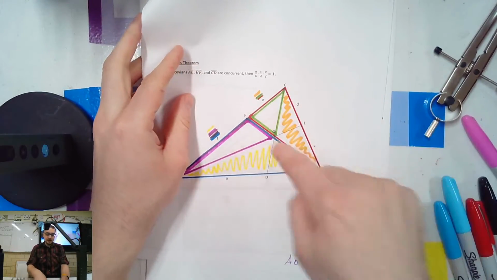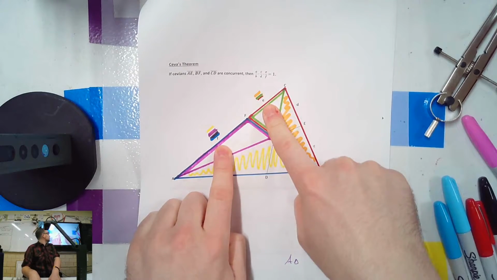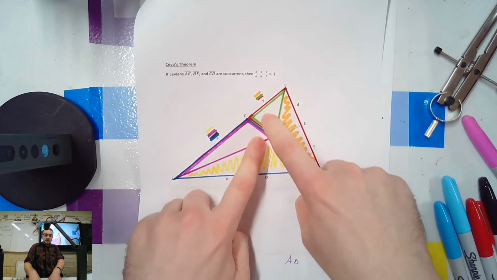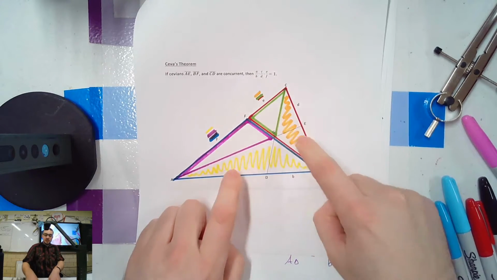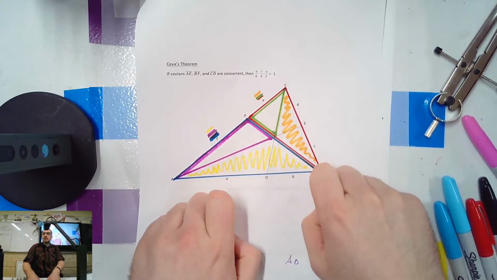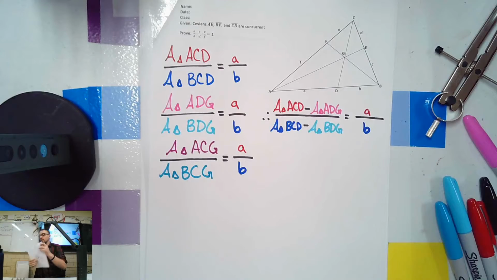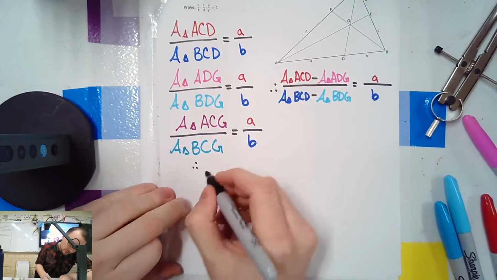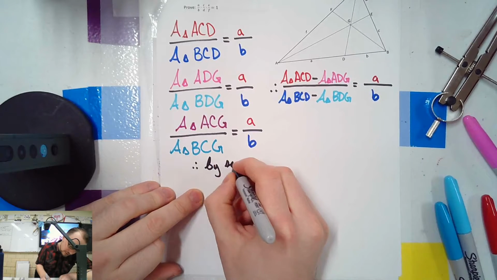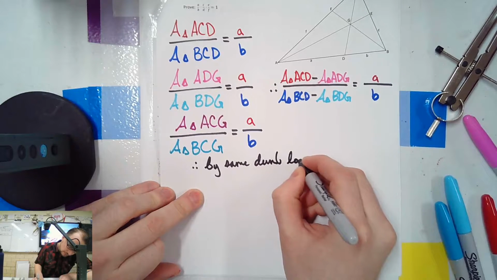This triangle and this triangle have the same height, so their areas should be proportional to E over F. And the areas of these triangles should relate to E over F, which means these should relate to E over F by that subtraction weird thing that I did, right? So I'm going to do the same dumb logic for all of that. Therefore, by same dumb logic.